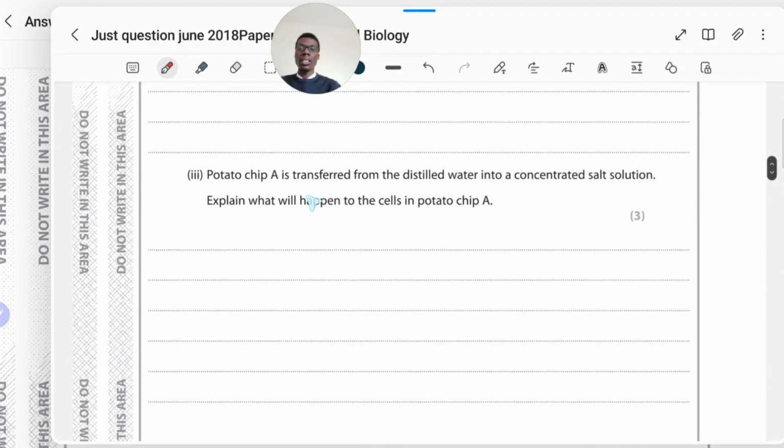So potato chip is transferred from the distilled water, now, into a concentrated salt solution. Explain what would happen to the cell in potato A. What it's trying to tell you is just explain what will happen to the whole potato, because each of the cells in the potato is affected. That's how the whole potato will be affected anyway. It's telling you what happens to the whole potato, as it were. That's what it means. All right.